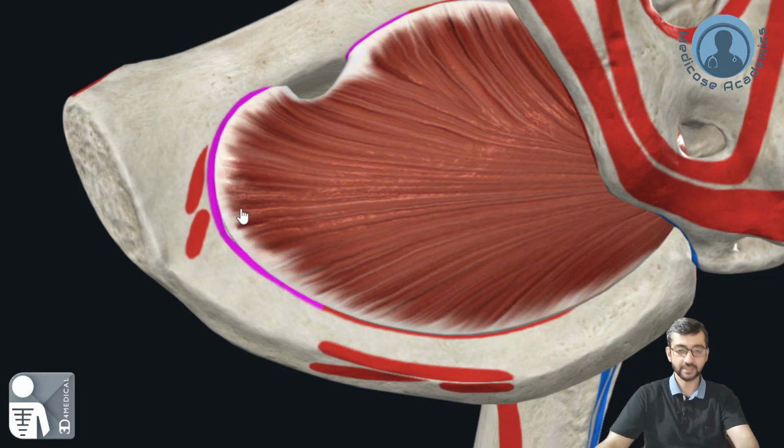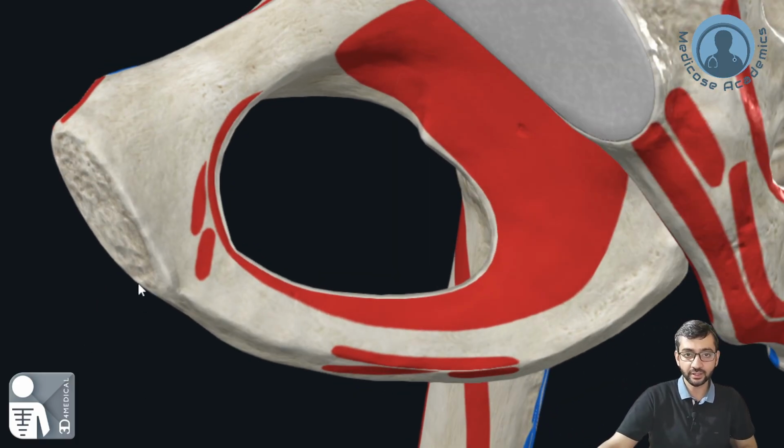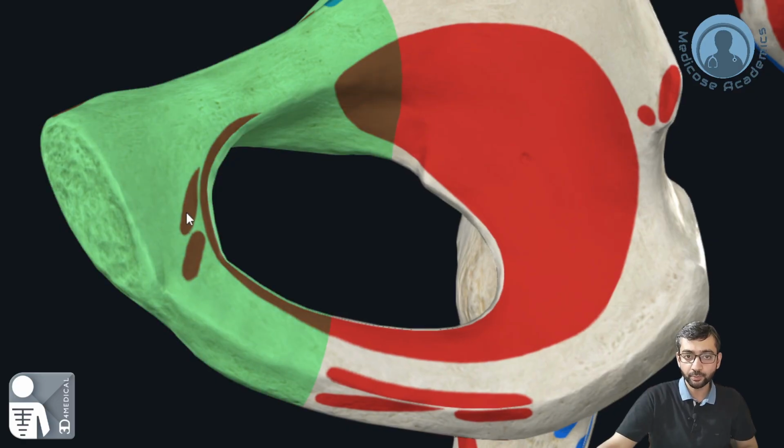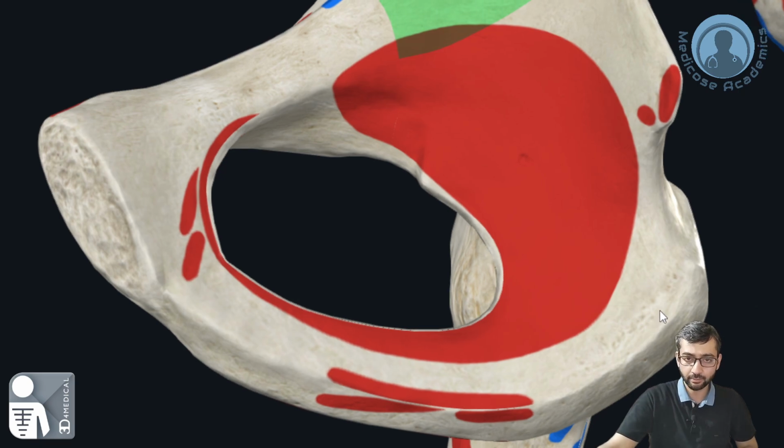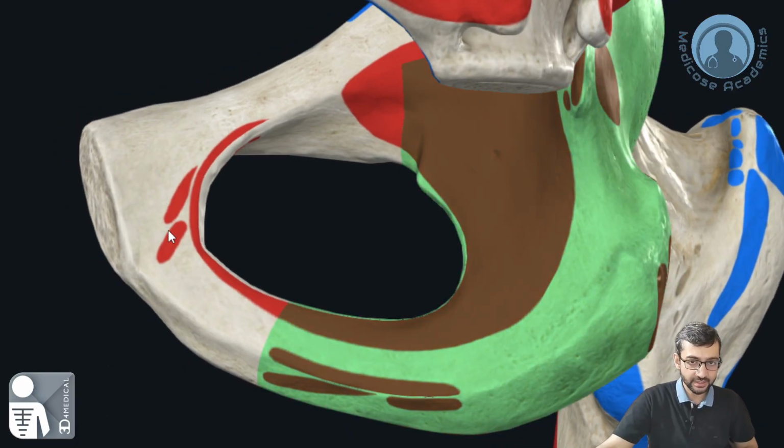So obturatus internus is arising from all the three parts. It is arising from the pubic part of the hip bone, it is arising from the ilium part of the hip bone, and majorly from the ischial part of the hip bone. And in front of it you get these attachments.